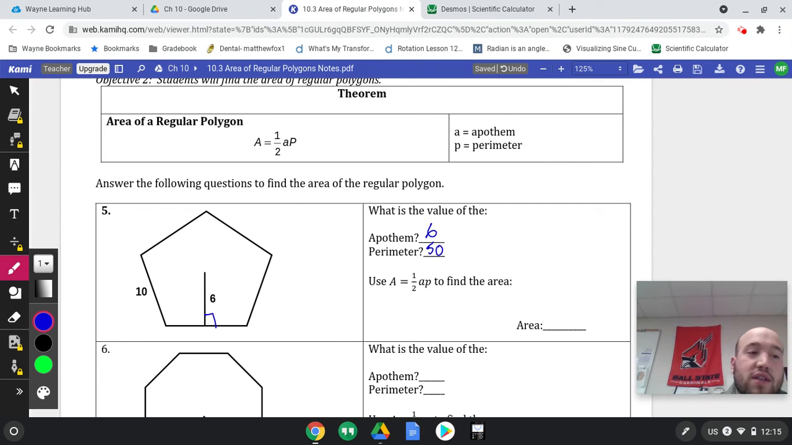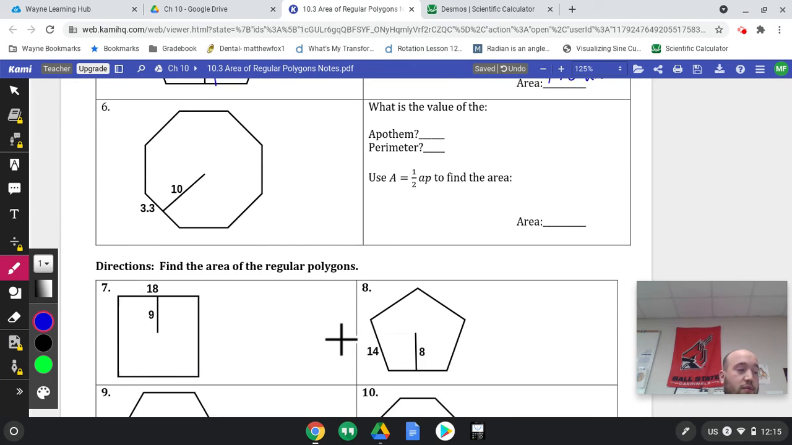Okay, so your next one now. It asks us to find the area down here. So 1/2 times A times P, 1/2 times 6 times 50. Half of 6 is 3. 3 times 50 will be 150. Once again, we don't have a label, so units squared.